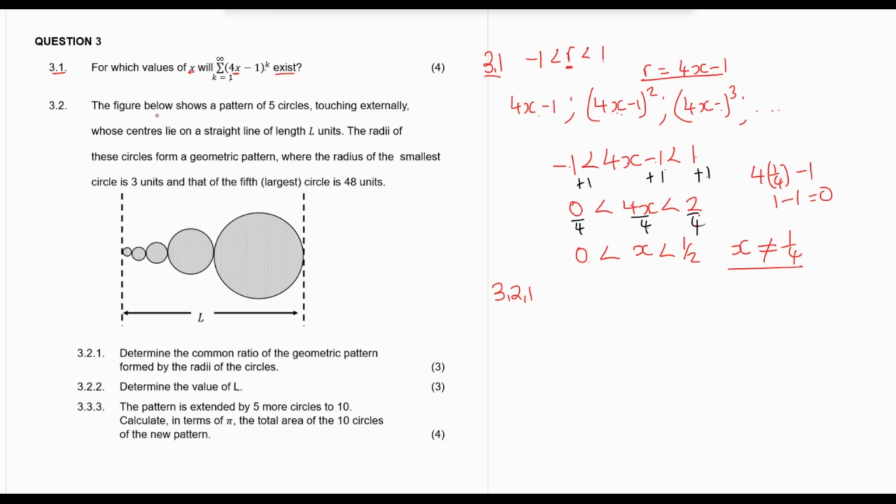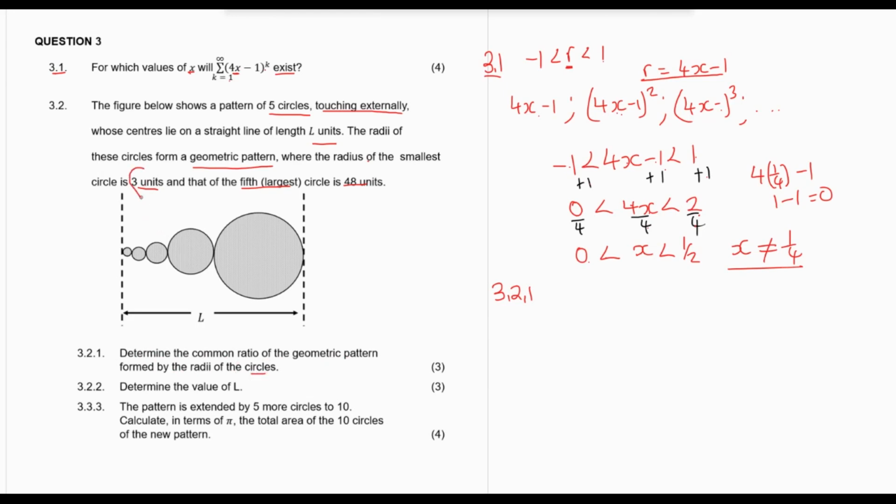3.2. The figure below shows a pattern of 5 circles touching externally, like shown on the diagram there, whose centers lie on a straight line of length L. The radii of these circles form a geometric pattern where the radius of the smallest circle is 3 and that of the fifth largest circle is 48. Determine the common ratio of the geometric pattern formed by the radii of the circles.